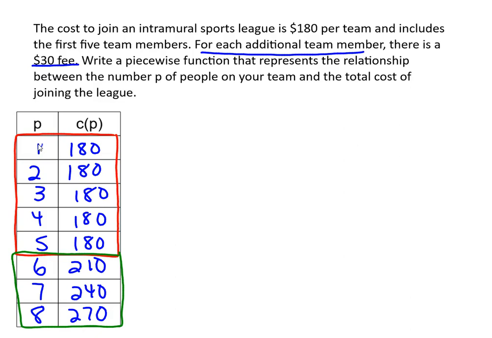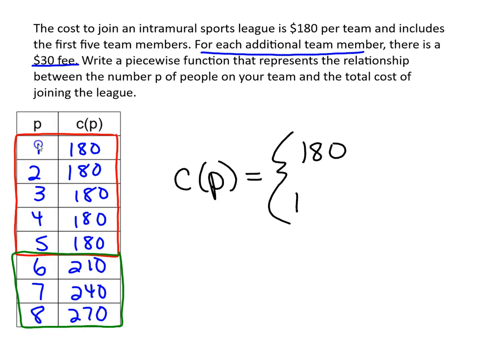The way we write a piecewise function is we set C, and we're going to do C of P, the cost depending on the number of people, is equal to. And then instead of just writing one singular equation, we're going to write a bracket so that we can write 2 equations. We know that the cost is $180 for the first 5 people, and then for everyone after that, it's $180 plus $30 per person. Now, once we've written this, we want to be sure that the person reading it knows when to use the top equation and when to use the bottom equation.